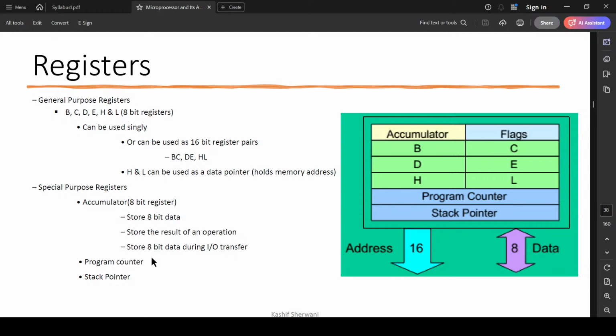Pointer. See, 16-bit address outgoing and 8-bit data incoming and outgoing both.